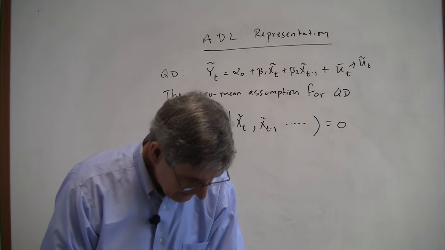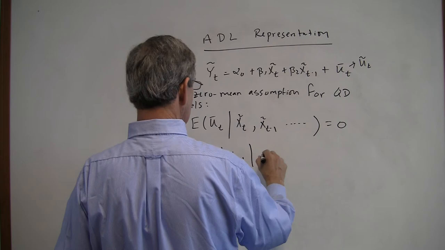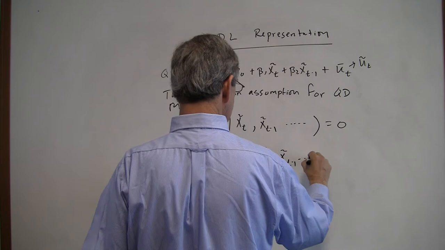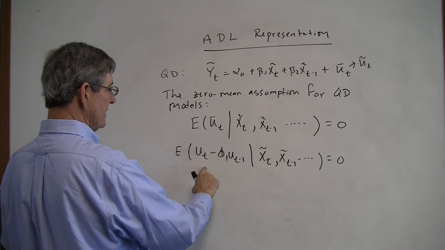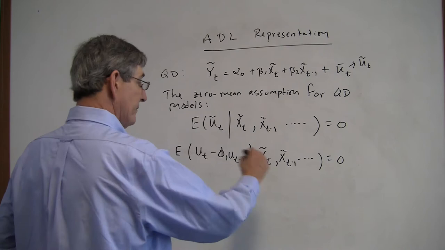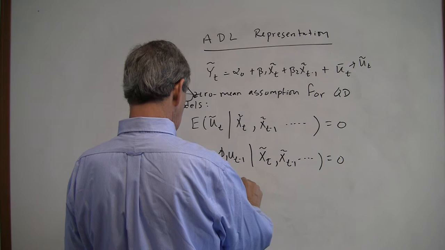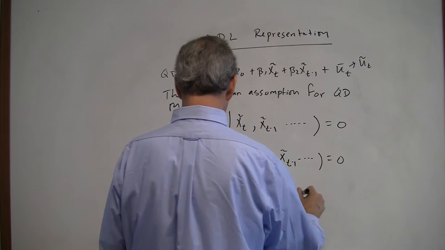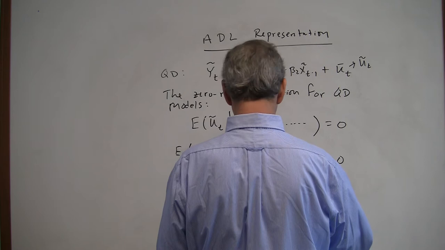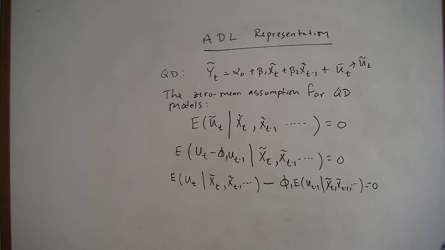Now, you can write this a little bit differently. This is the expected value of ut minus phi 1 ut minus 1 given x tilde t minus 1, and so on, equals 0. Just substituting in for what u bar is, it's that difference. That's why the book also calls this u tilde t, because it's basically a quasi-difference. So this tells us that the condition is that the expected value of ut given x tilde t minus 1, and so on, minus phi 1 times the expected value of ut minus 1 given x tilde t minus 1, and so on, equals 0. So the assumption is that difference has to be 0.